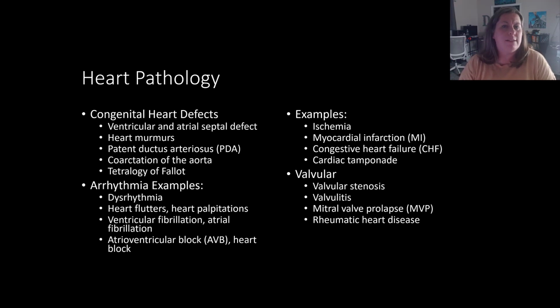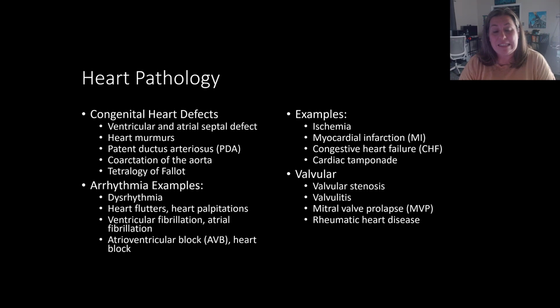Murmurs are abnormal heart sounds where the heart doesn't sound correctly. This is normally going to be due to the actual valves not closing like they're supposed to. It can cause a kind of whooshing or backflow of some of the blood. And so a lot of times it's a valve issue, but it can be any number of issues with the heart itself. We also have patent ductus arteriosus.